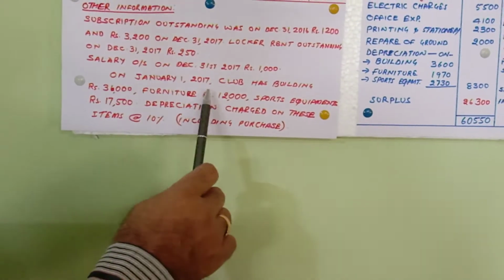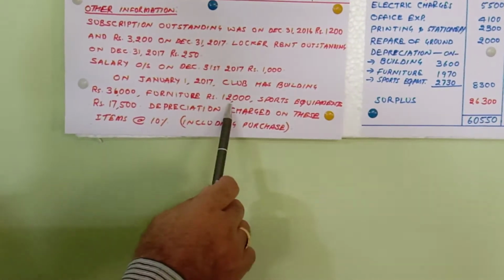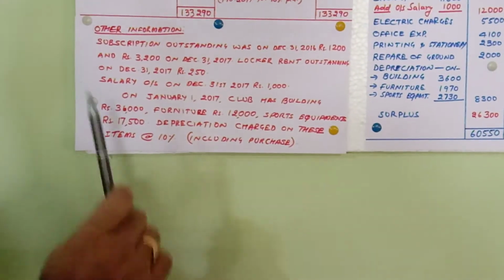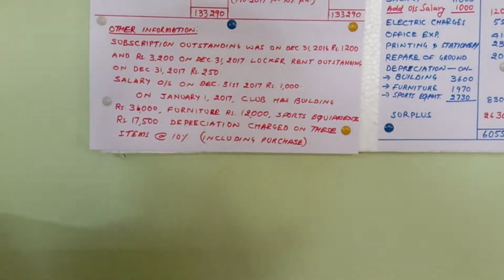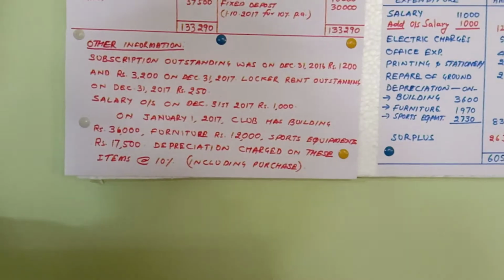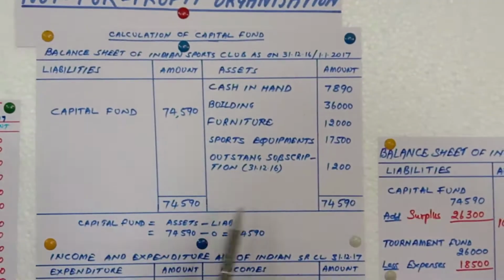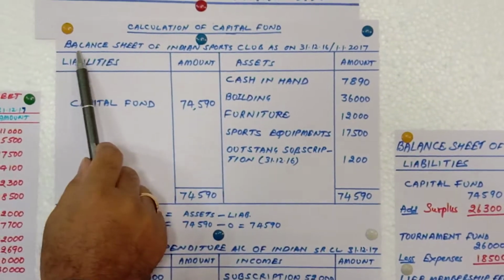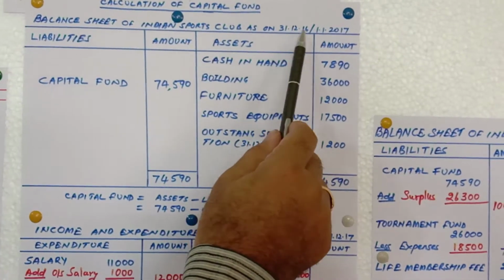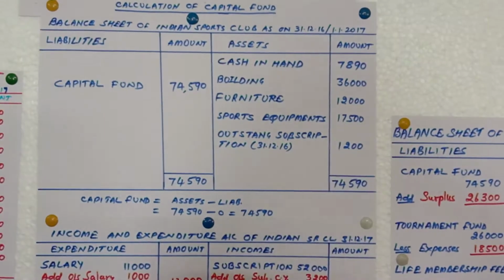And in the beginning of the year, or last year, the club has a building of 36,000, furniture 12,000, sports equipment 17,000. Depreciation on these items we are going to take in the closing balance sheet. From these we have to prepare an opening balance sheet for the capital fund. So let's see, this is the opening balance sheet. You can write a balance sheet of Indian Sports Club on 31st December 2016 or 1/1/2017. Both dates are considered the same.